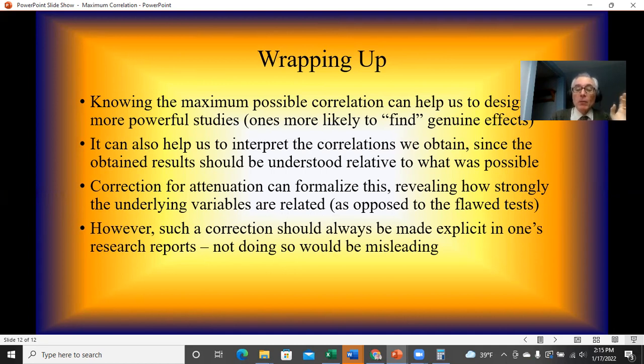Now, I do want to emphasize again, you've got to specify that you're doing this. You can't simply report this as if you got it as the correlation. You didn't. I would say that you should always report the correlation you obtained and the reliabilities of both measures, as well as the corrected correlation. That way your reader, your informed reader, can check your numbers for themselves and will not be misled. So you really have to make this explicit. Otherwise, it would be research malpractice, really.